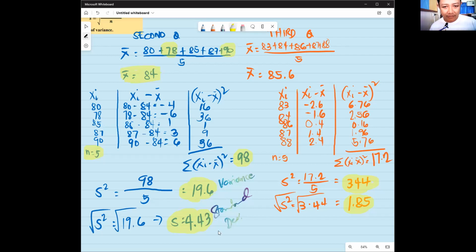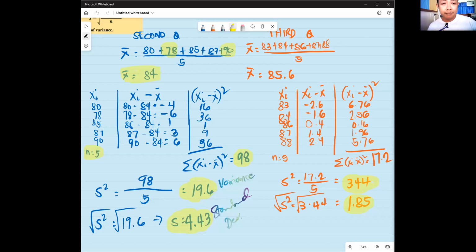Show me a reaction if you see the difference between the two, the widely spread and the more condensed or more compressed. Okay. Thank you. So that's it. So this is how we use the standard deviation and the variance in dealing with a given set of data. That's it.